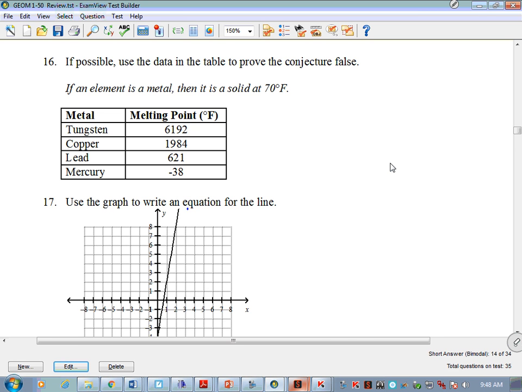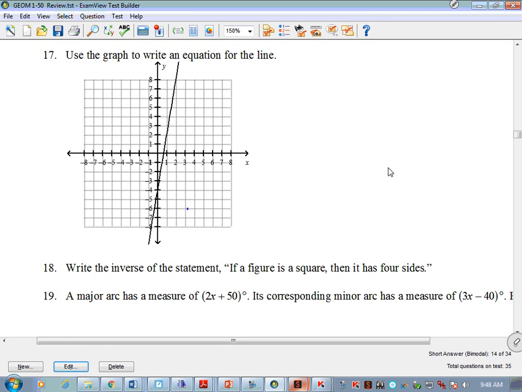He needed to get to 17. Let's see if he can do it. Use the graph to write an equation of the line. The first thing we need is our y-intercept, which looks like -4. He needs a slope. Looks like, 1, 2, 3, 4, 5, 6, 7. Up 7 over 1. He would probably say y equals 7x minus 4. I don't know if that's right. Number 17, the answer is y equals 6x minus 4. It was really, really close.